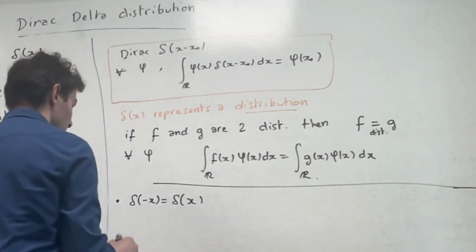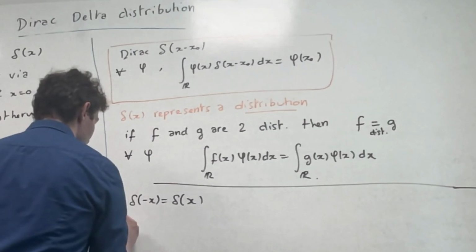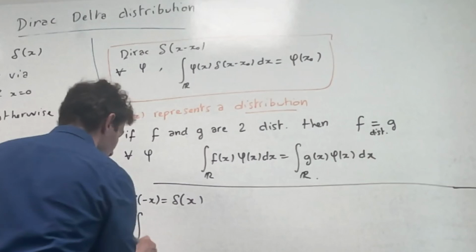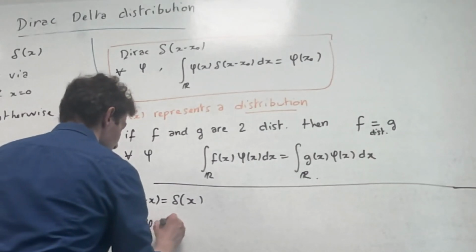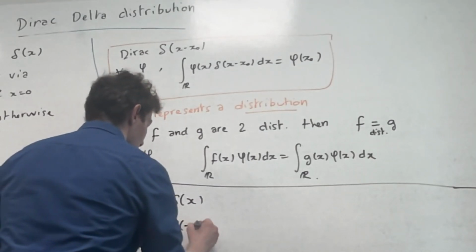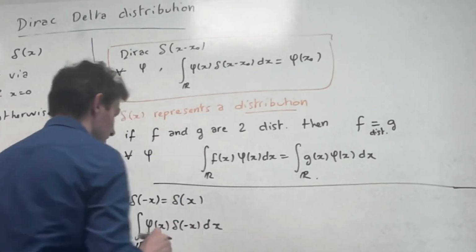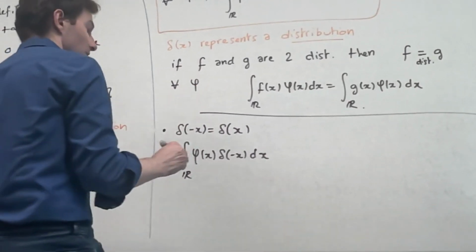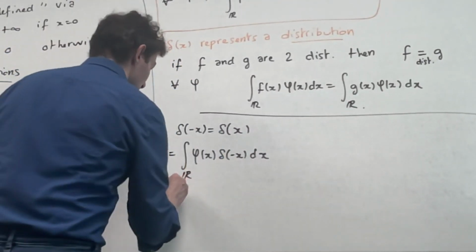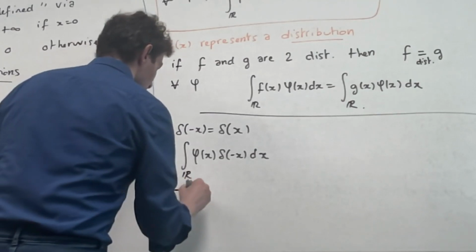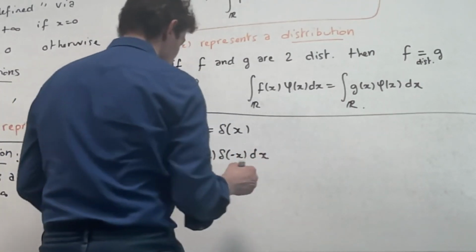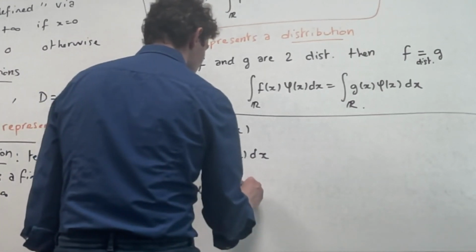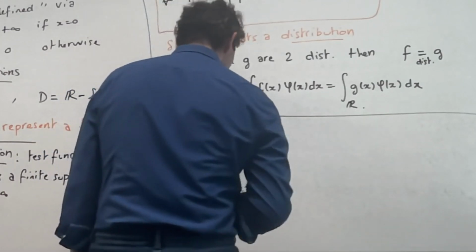So where we start from is we apply again the integral of any test function over R, so phi of x, then delta of minus x dx. Now, I don't know actually what this object does, okay? But what I know is that I can substitute x equal to minus u, okay? And so that's going to give me dx is equal to minus du.